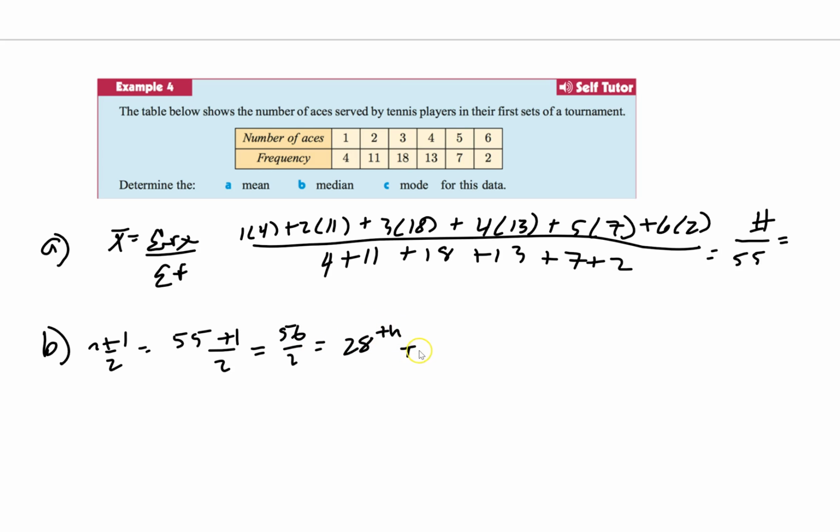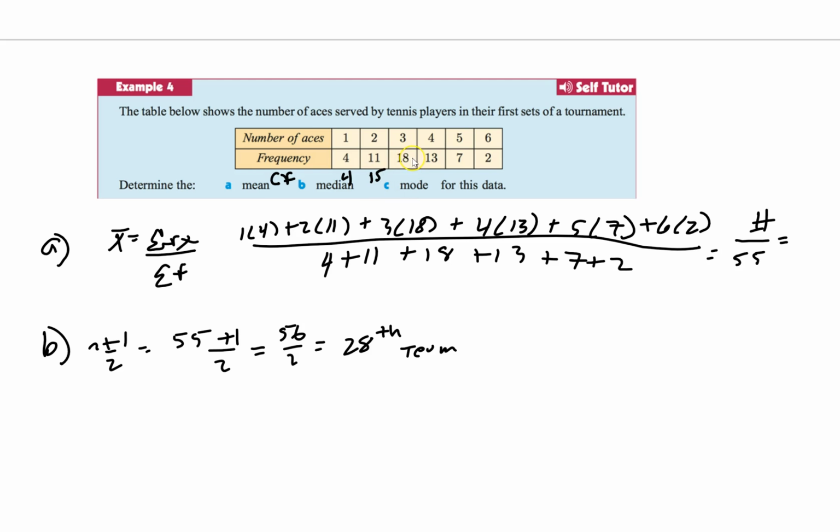28th term. Again, that's not the answer. I actually got to find the 28th term. I still think the easiest way to do this is just make a cumulative frequency chart. I'm going to go sideways here. One ace happens 4 times, so our total is 4. And then 2 aces happens 11 times, so you just add these two, 4 plus 11 is 15.